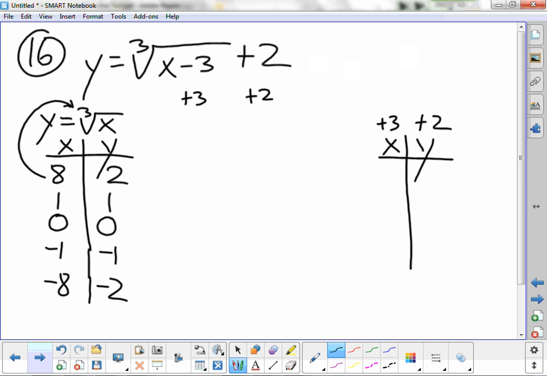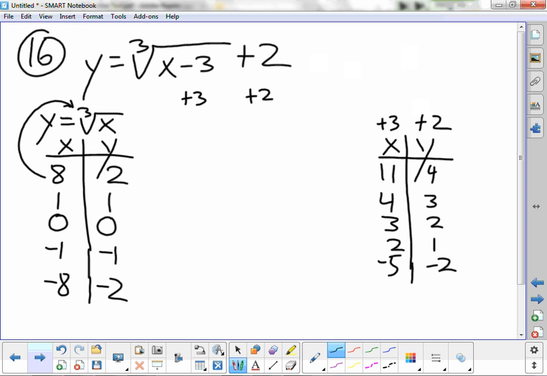Now we're going to shift everything. All your x values get 3 added onto them. So 8 plus 3 is 11. 1 plus 3 is 4. 0 plus 3 is 3. Negative 1 plus 3 is 2. Negative 8 plus 3 is negative 5. All right, let me double check: 3, 4, 3, 2, negative 5. Okay, add 2 to all your y values. So that's going to be a 4, a 3, a 2, a 1, and a negative 2.